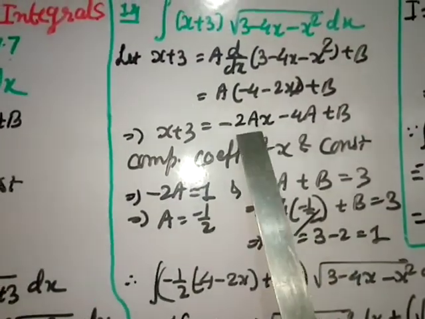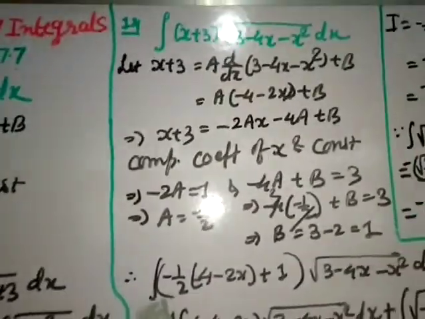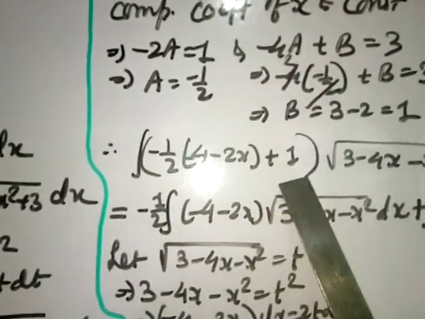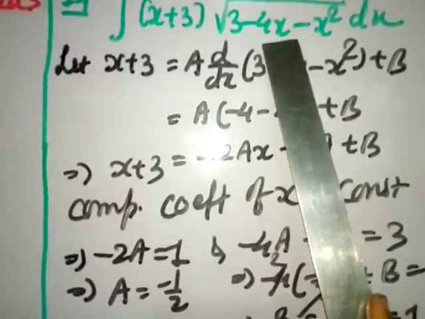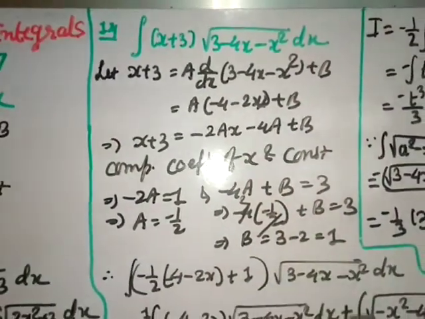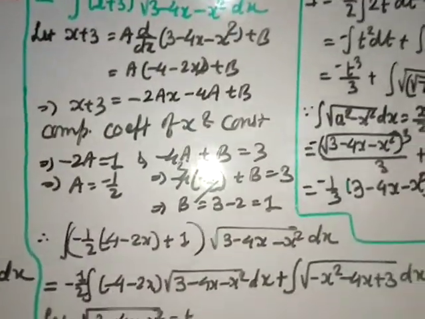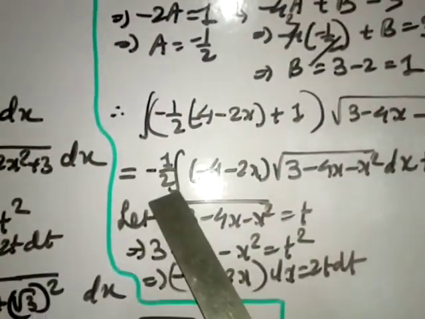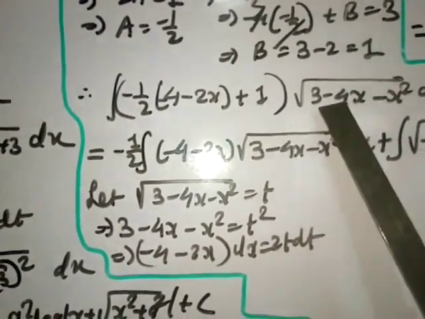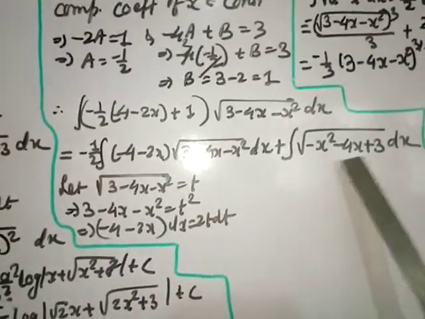So this 2 value place here, and this value will be instead of x plus 3. So integral minus 1 by 2 minus 4 minus 2x plus 1 and square, this part is as it is. Instead of this I am putting this value, and this part remains as it is. Now this part, multiply inside and give integral to both the terms. So minus 1 by 2 integral this into this plus integral 1 into this one. So integral of this remains, but I am changing the order. Minus x square minus 4x plus 3 dx.